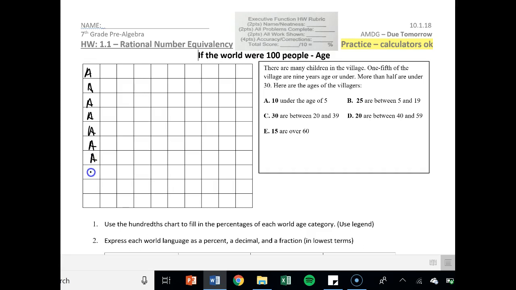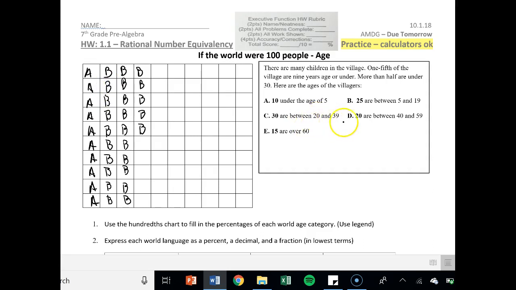So if the world were just a village of 100 people, 10 of them are going to be under 5. 25 of them will be between 5 and 19. So it's helpful to do something like this. There are 5 B's, and then I know these are going to be nothing but 10. Alright, so there's my 25.